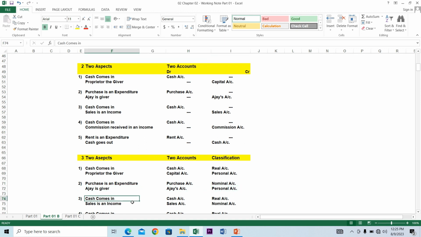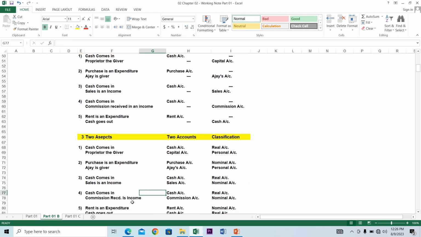Now third, cash comes in and sales is an income. Cash account and sales account. Cash account is a real account and the sales account is a nominal account. Most of the time the things are repeated actually.